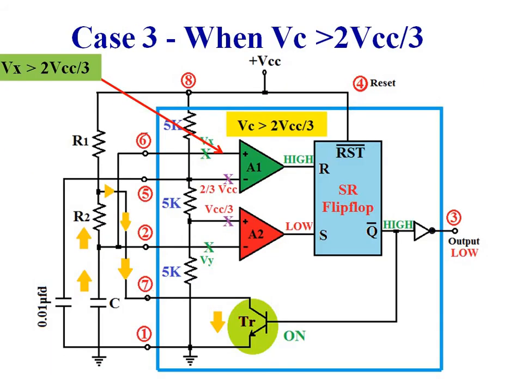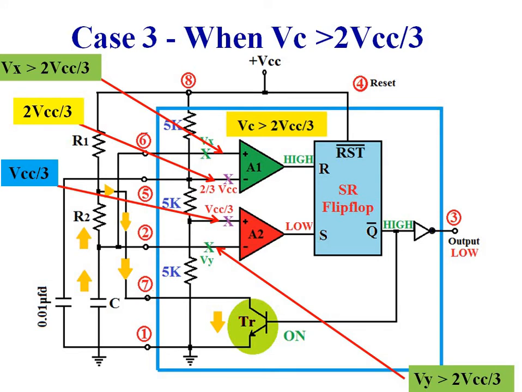Whenever capacitance voltage becomes slightly greater than 2 VCC by 3, for operational amplifier A1, the voltage at the non-inverting input becomes slightly more than 2 VCC by 3 and voltage at the inverting input is equal to 2 VCC by 3. Differential input voltage VID is positive. So output of op-amp A1 becomes high. For the SR flip-flop, R input is high.